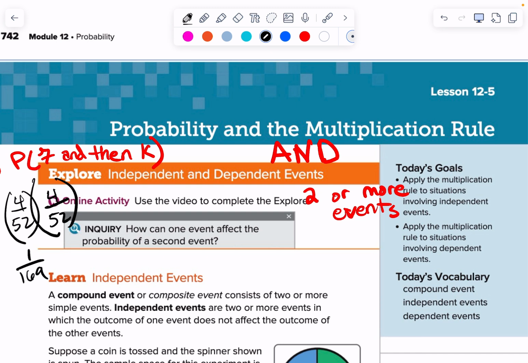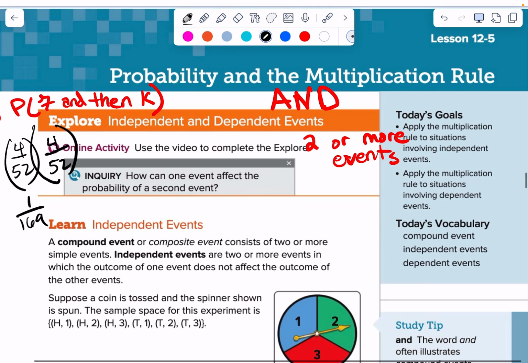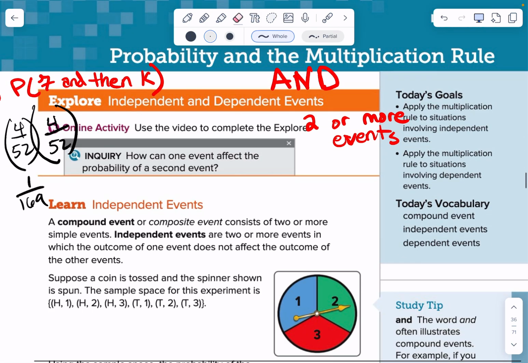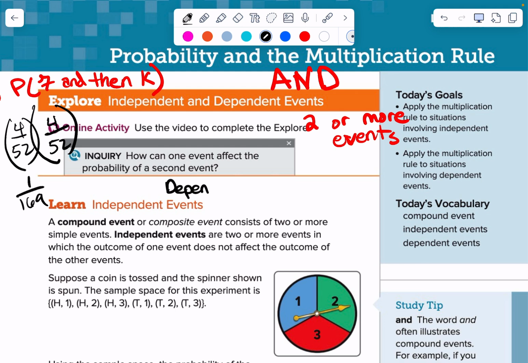Got it? But the thing that we have to be aware of when we're multiplying is whether they are independent versus dependent. A lot of times you see dependent events. I'll just write dependent. If the events are dependent, you will a lot of times see the words "without replacement," which means instead of doing out of 52 cards, you're doing it out of 51 cards. So that's when you'll have a dependent event.